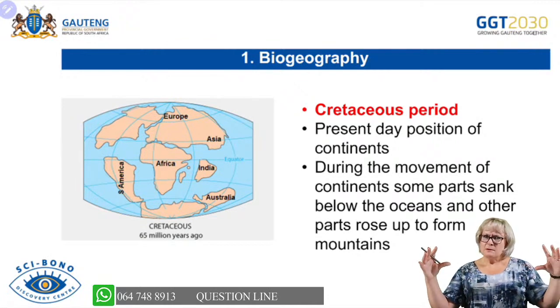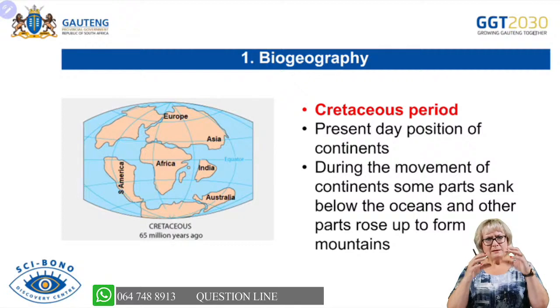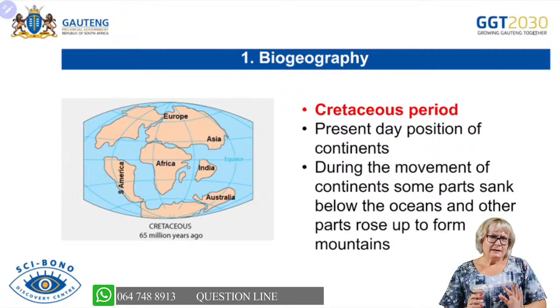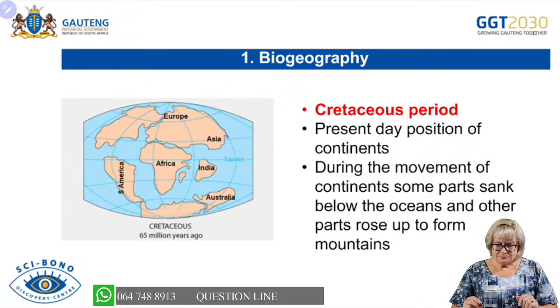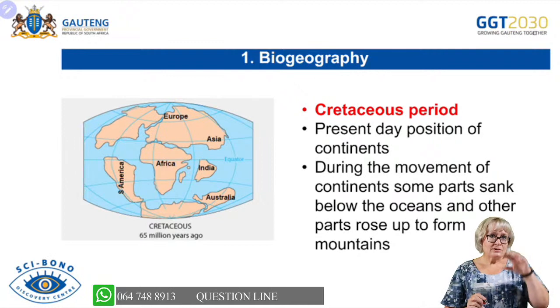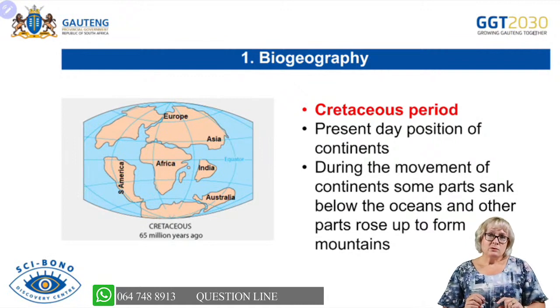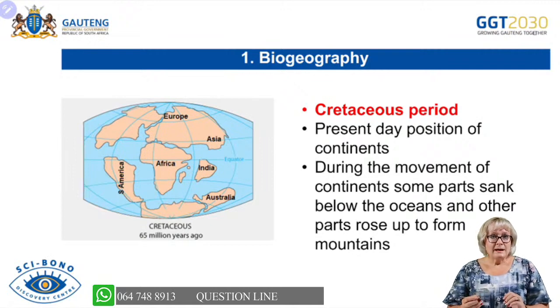So if you now want to reverse this process, and say, let me take the parts from the east and the west and pull them together, and I take the parts from the north and the south and put them together, I must basically find Pangaea again. You'll see it doesn't fit 100% because some parts actually sank below the ocean, and other parts then suddenly have mountains that weren't there before. All right, so this you did in grade 10. It's very important for you to remember this, because if you understand this, you will understand the biogeography of our animals and plants.